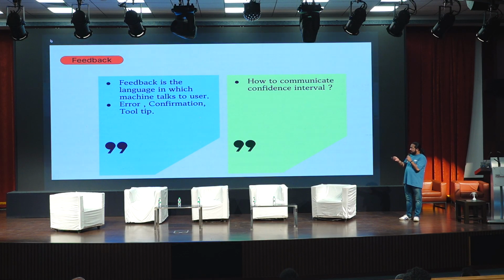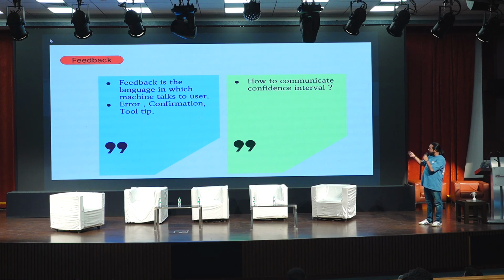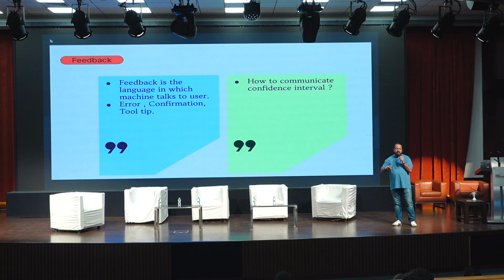Feedback, again: what's the right way to communicate an error message, confirmation message, tooltip, status? We really don't know, because all those constructs were made in a pre-AI world, and I'll give you an example of that. For example, if I'm 80% confident that this is the right medicine for the symptom described by the user, how do I communicate that 80%? That confidence interval, how do I communicate?